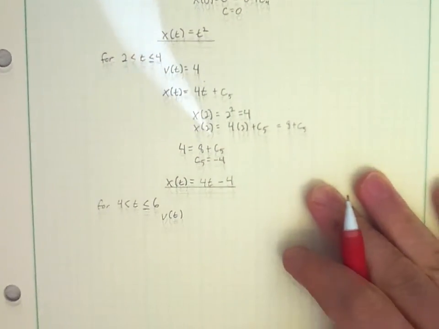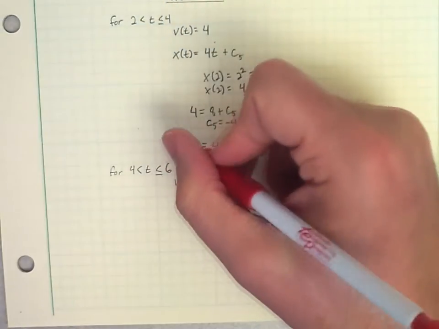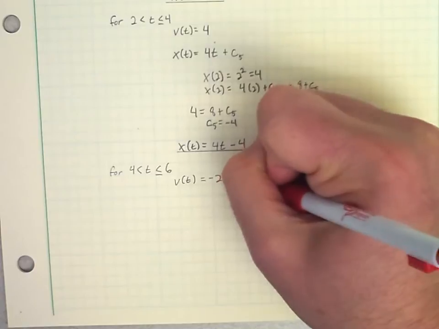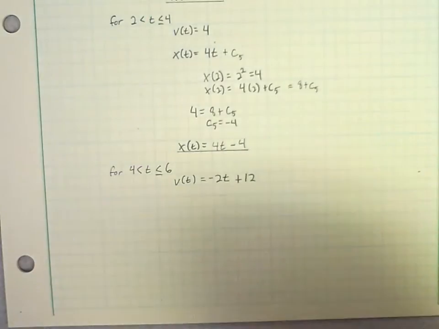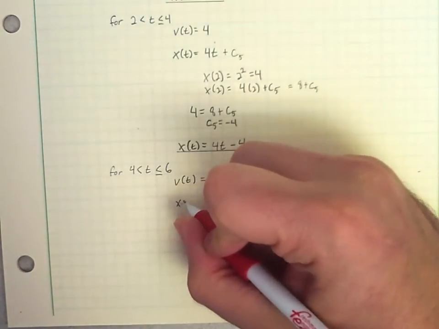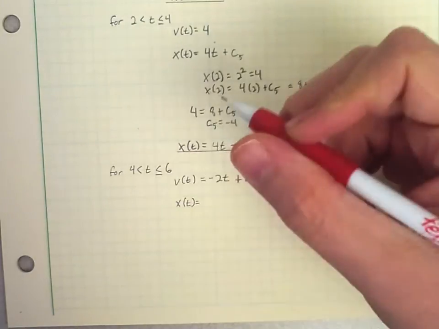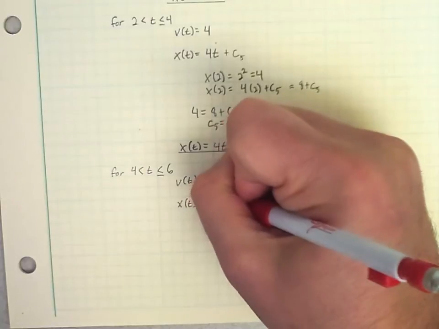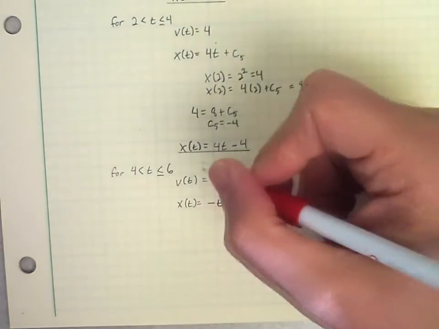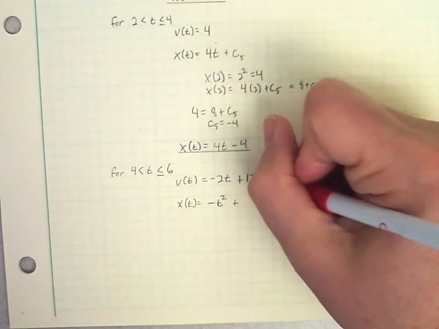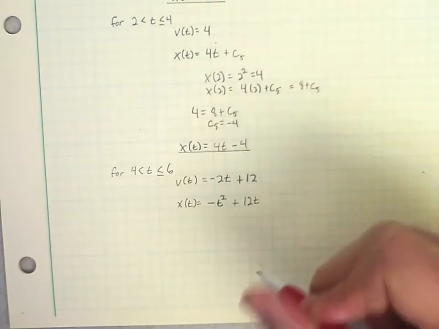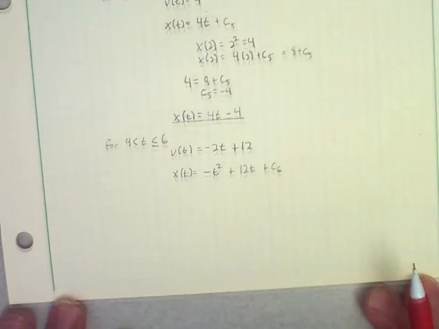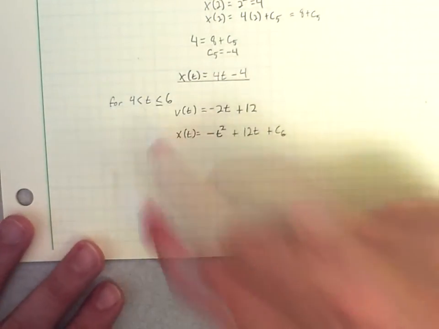Again, velocity for the last segment was equal to negative 2t plus 12, was our function there. We're going to do antiderivatives. So if it was negative 2t, we're going to actually end up with negative t squared plus, that will get a t on it, and we'll have another constant. And again, the thing that we have to know is that it has to match up with 4.